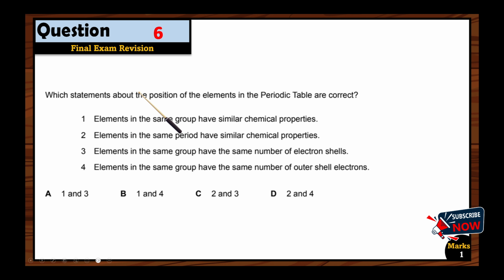Question number 6. Which statements about the position of elements in the periodic table are correct? So let's see. Elements in the same group have similar chemical properties. Yes, that's right. They are similar because they have the same number of outer shell electrons in the same group. So that's why it's right.